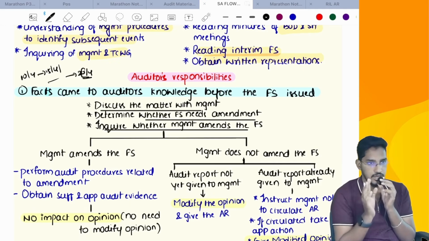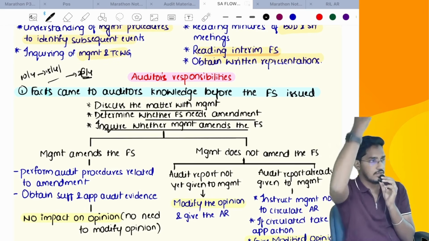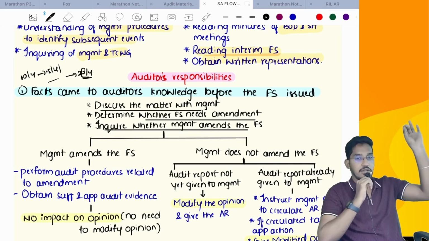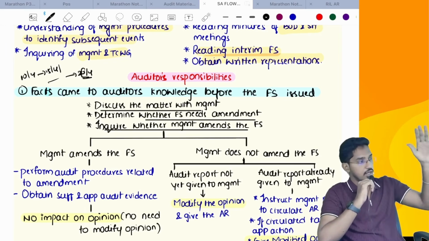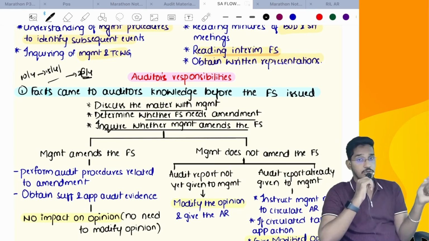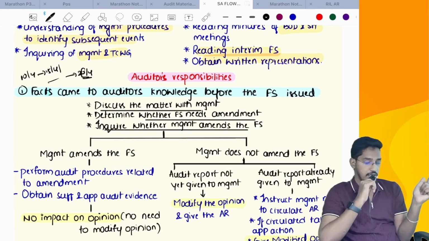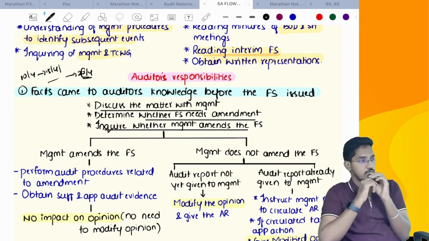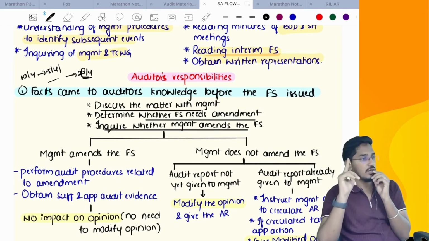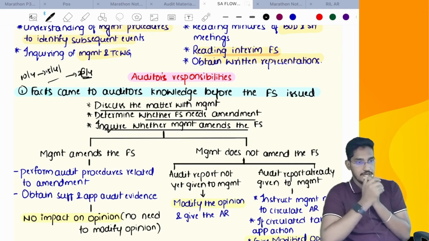Clear? Able to understand? So what we have seen, if you understand the cycle here: discuss with the management, determine whether they need amendment. If financial statements need amendment, inquire. Management agrees to amend, perform the audit procedures on the amendment, try to obtain sufficient and appropriate audit evidence, and then finally there is no impact on the opinion. The old audit report will still remain valid, but only one thing you are required to do, change the date.